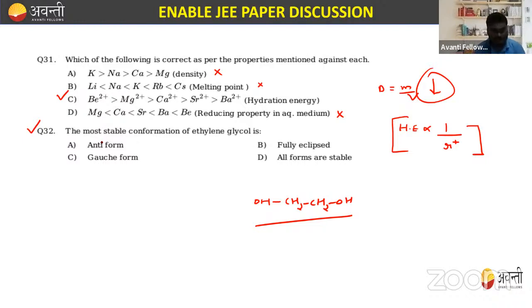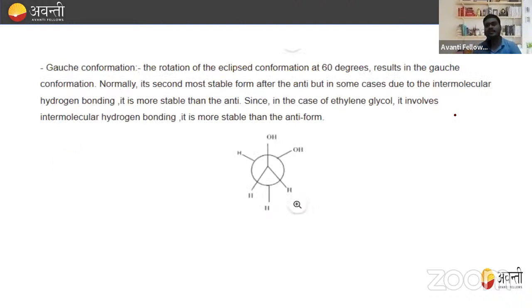So the correct option is Gauche form. Let me show what you mean by this term Gauche form, so that you can solve more questions if asked in that manner, on Gauche or ethylene glycol conformation. So what is Gauche conformation? Let me explain.